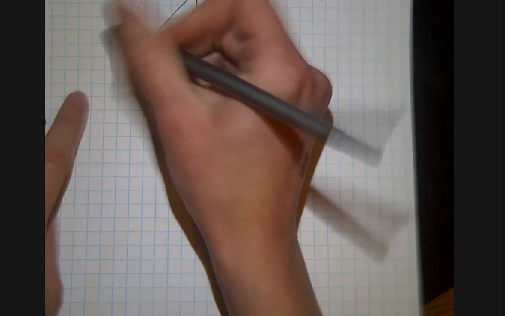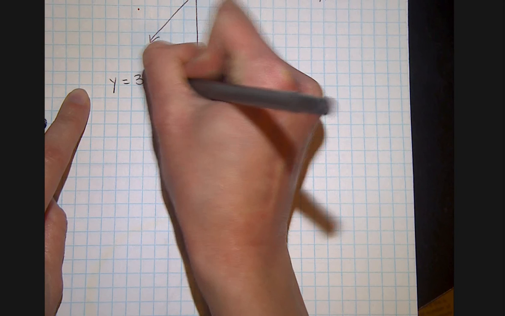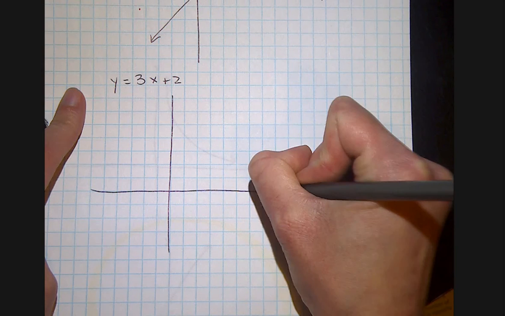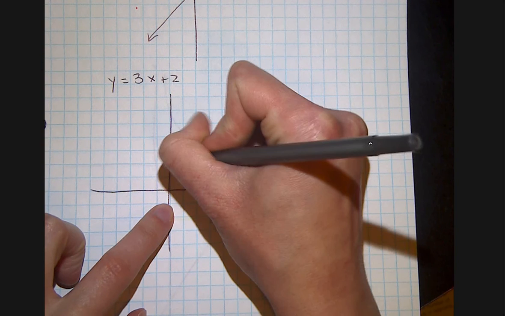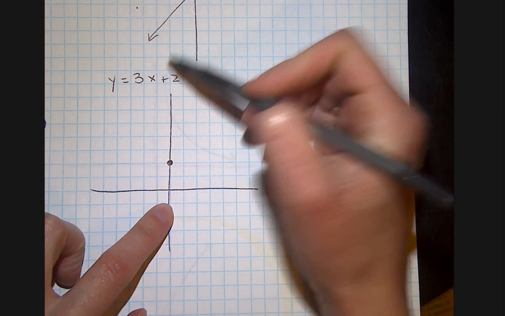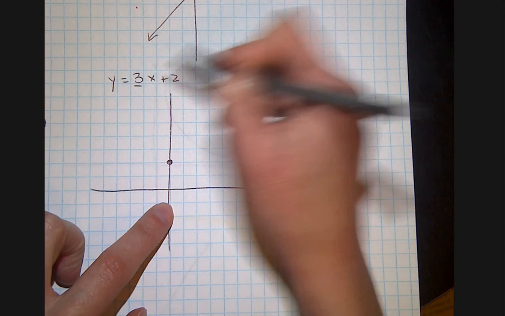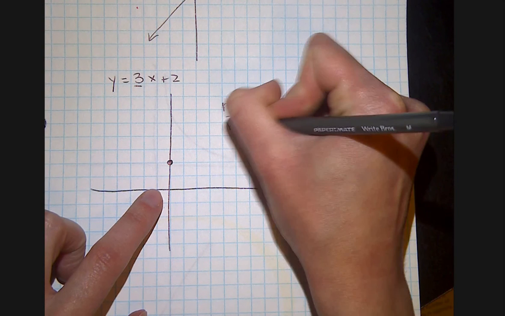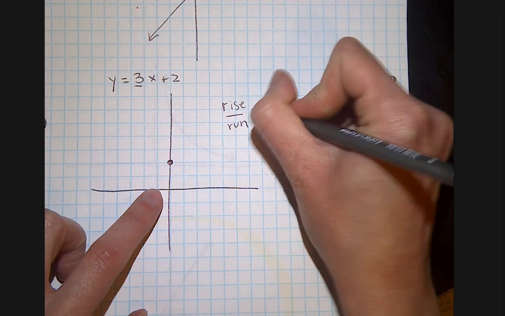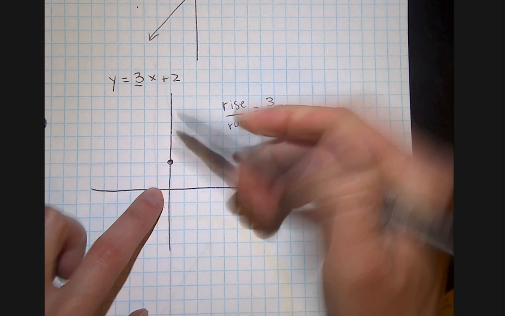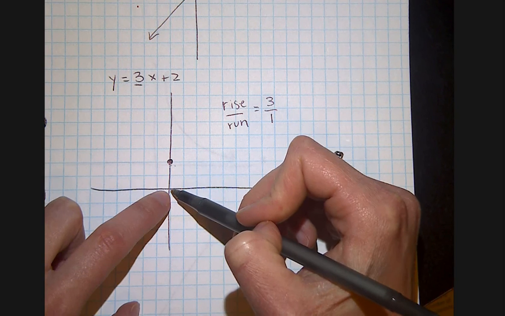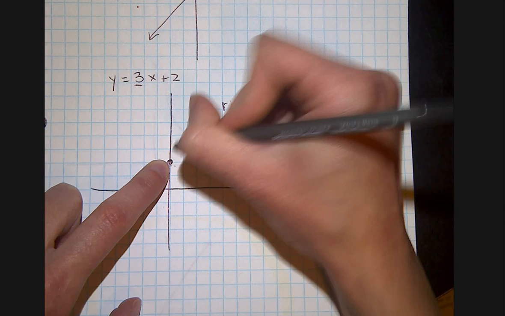So we have y equals 3x plus 2. The first thing I say is plot your y-intercept. So I'm going to plot my y-intercept at 2. And then I look at my slope, which here is 3. This is not a fraction, so I know that my slope is rise over run. How do I turn that 3 into a fraction? Well, it's just 3 over 1. So I'm going to start at my y-intercept, and make sure you start at your y-intercept. That's the biggest mistake I see people make, is they start at (0, 0), but you start at your y-intercept, and we're going to rise 3 and run 1.